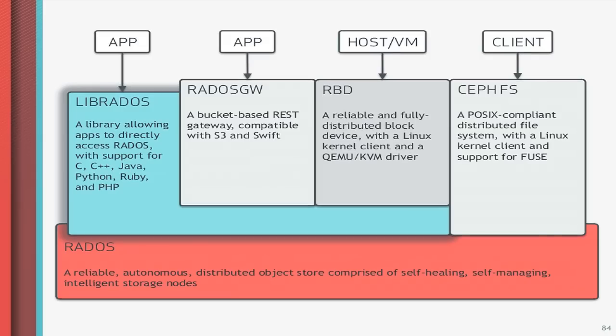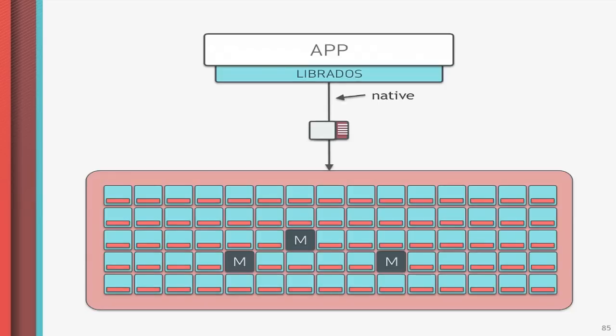So that's basically how a client can talk to the cluster, and there are several different ways that it can do this. The lowest level API is called Librados, which is a user-space library which has bindings in C, C++, and Java. Basically, Librados talks to the monitors, and it gets the cluster state, and then it can talk directly to all of the OSDs in parallel if it wants. This is the lowest layer which everything else is built on top of.